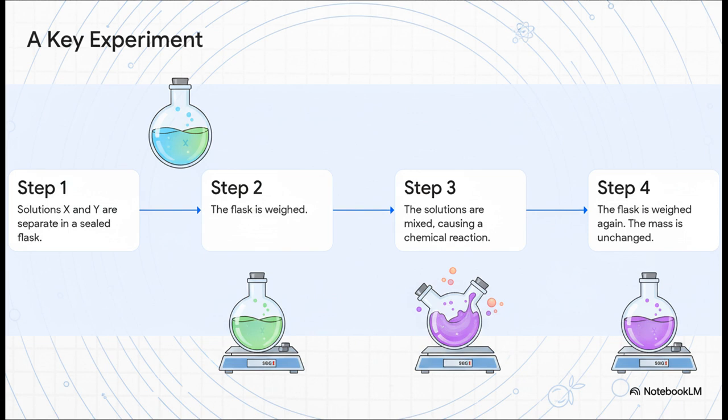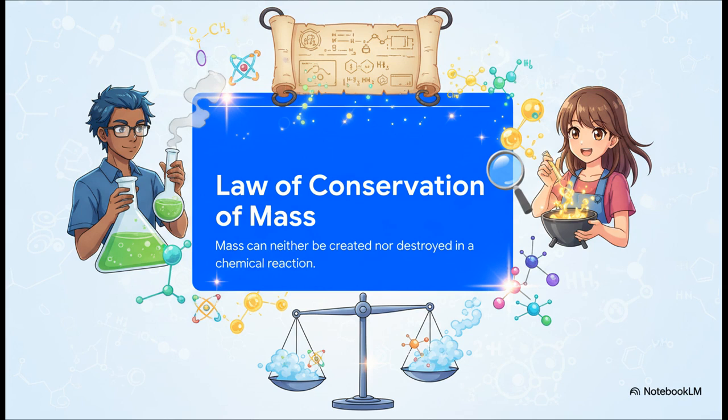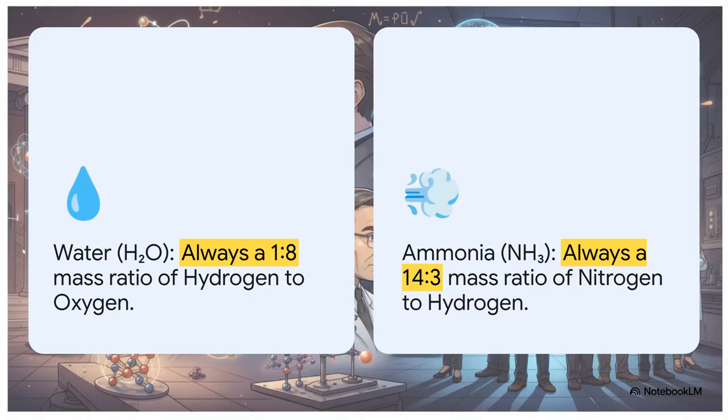Then you just tilt the flask, let the two solutions mix, and poof, a chemical reaction happens. Maybe you see some bubbles, maybe the color changes. Now for the big question. What happens when you weigh it again? The mass is exactly the same. Down to the tiniest decimal point, the weight hasn't changed at all. This was huge. It meant matter doesn't just disappear, it just gets rearranged. And that gave us the first great law of chemistry, the law of conservation of mass. You can't create it, you can't destroy it. So that's law number one.